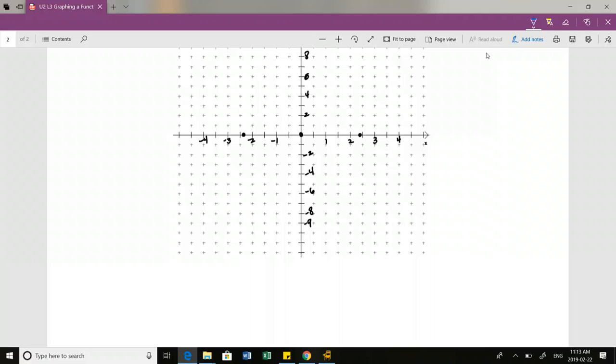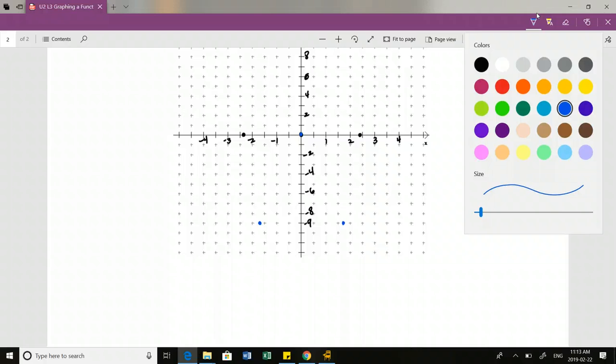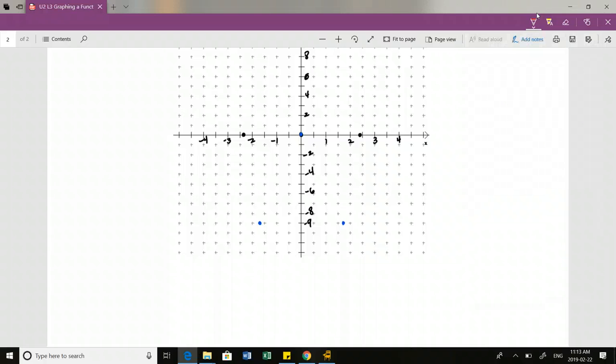No, I'm going by 1s on here. I just labeled it, not every single tick. So negative 1.7 and positive 1.7. Those are our absolute mins. And this is our local max at 0, 0. Okay? Yep, we're drawing f of x.